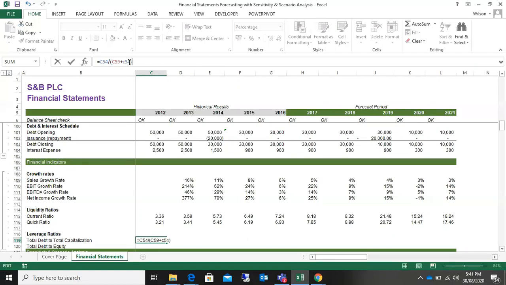Debt capital and equity capital, so you have equity and the debt. That's the equity and the debt.